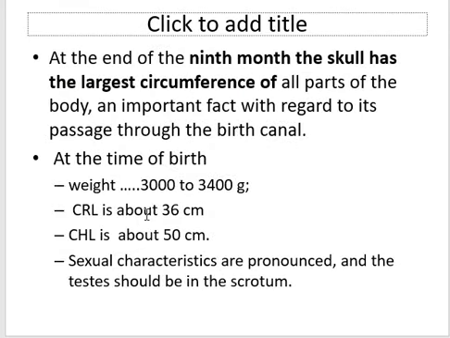At the end of the ninth month, the skull has the largest circumference of all parts of the body, an important fact with regard to its passage through the birth canal. At the time of birth, the weight is 3000 to 3400 grams. Crown-rump length is about 36 centimeters. Crown-heel length is about 50 centimeters, and sexual characteristics are pronounced and the testes should be in the scrotum. This is all about the main events occurring in the fetus.